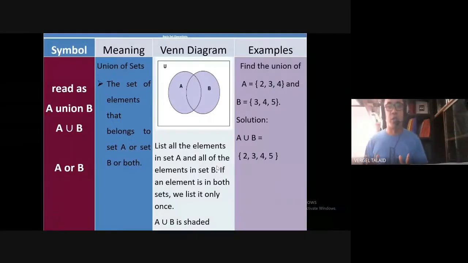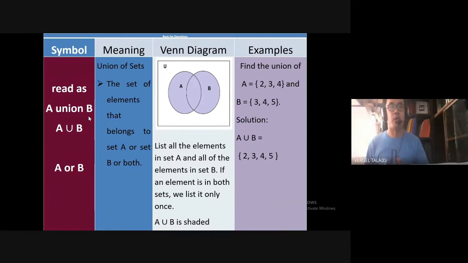Last meeting, we discussed the complement of a set, meaning the elements that are in the universal set but not in the given set. Today we are going to have the union of two sets. So A union B is another operation.